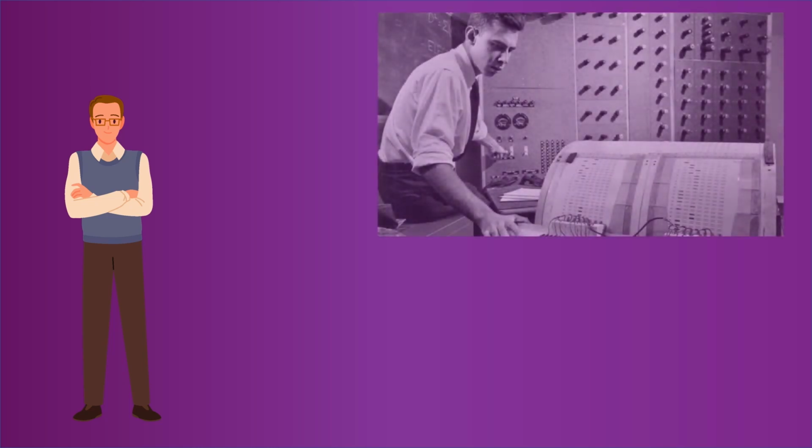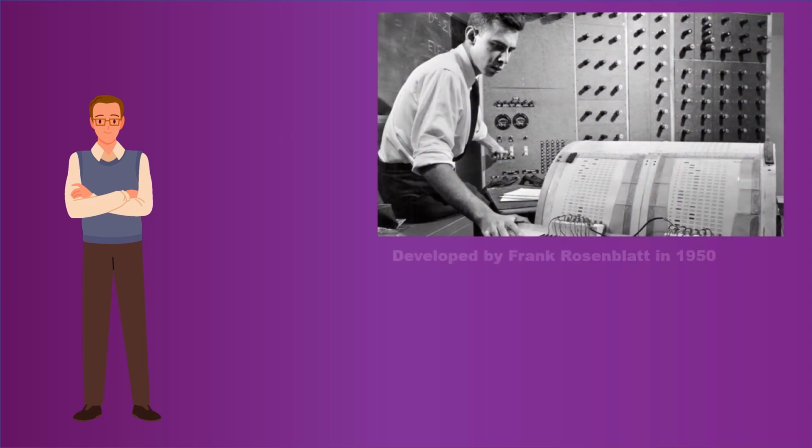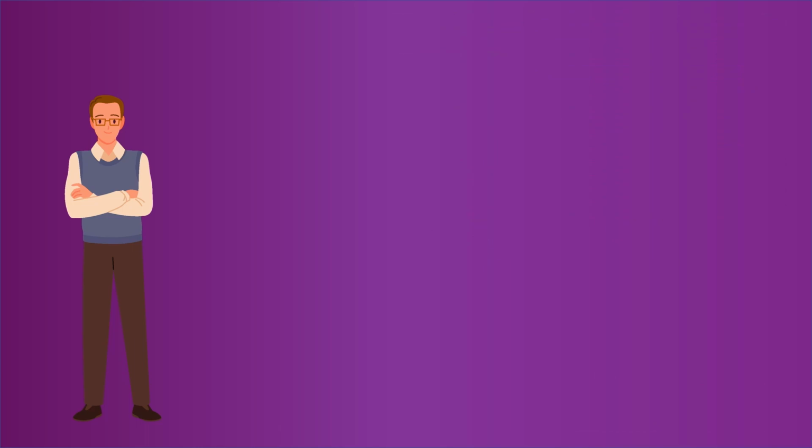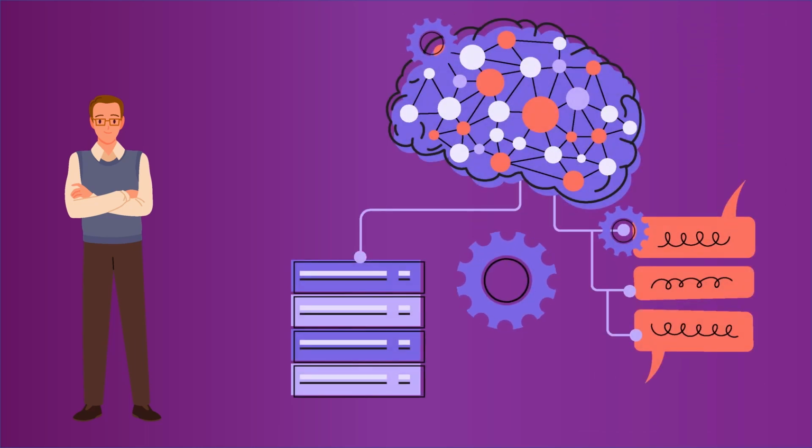Developed in the late 1950s by Frank Rosenblatt, the perceptron is a fundamental algorithm in the field of machine learning. It's a simple yet powerful concept that forms the basis of neural networks and paved the way for modern AI. At its core, the perceptron is a binary classifier. It can predict whether an input belongs to one class or another.